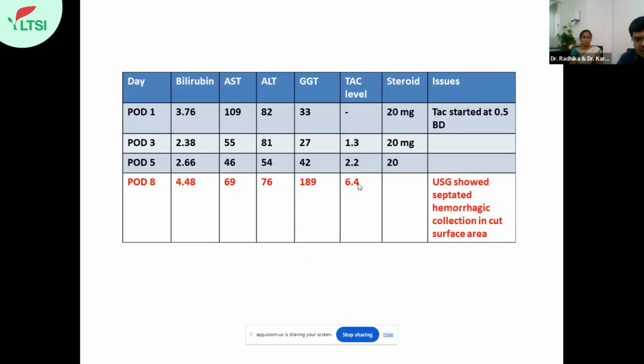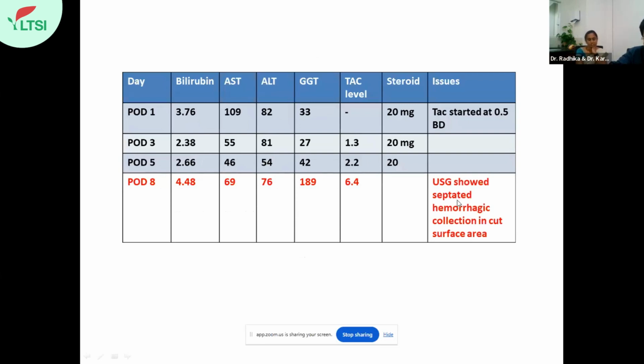So these were the LFTs of this patient. On post-op day 1, the bilirubin was 3.76 with enzymes of 109 and 82. On post-op day 5, the bilirubin came down to 2.66, with enzymes also settling to 46 and 54, AST and ALT. On post-op day 8, when this episode happened, the bilirubin increased to 4.48, and the enzymes also slightly increased.